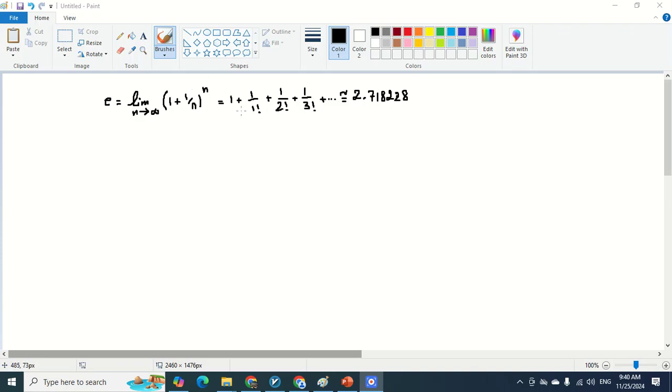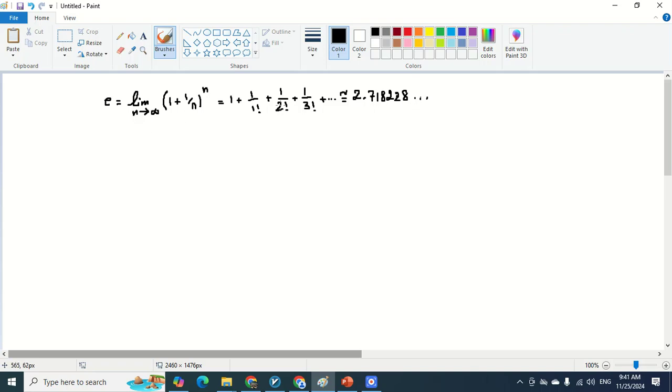Also, we can determine the value of the Euler number as 1 plus 1 over 1 factorial plus 1 over 2 factorial plus 1 over 3 factorial, and so on up to infinity. And factorial, 3 factorial means 3 times 2 times 1, and so on. This approximation leads us to the value of 2.718228, and so on. This number is irrational. In other words, there is no repetition or law for the repetition of digits inside the decimal presentation of the number e.